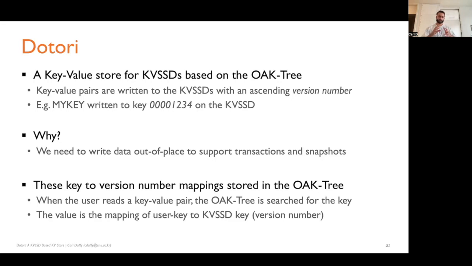With the Oak tree at the center, we make a key value store called Dotery. And in Dotery, we don't persist key value pairs to their original key on the key value SSD. Instead, we write them with an ascending version number. And we do this to support out-of-place updates for transactions and snapshots. To find these user key to the actual key on the key value SSD mappings, we have the Oak tree as the center of the store.